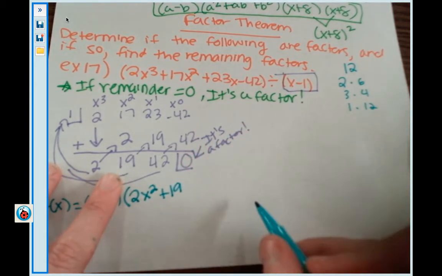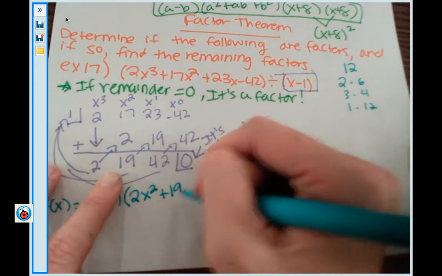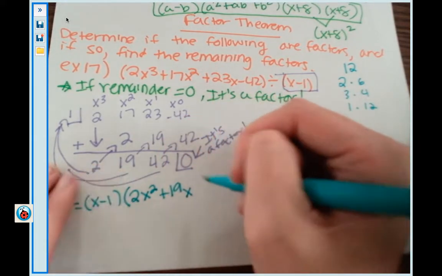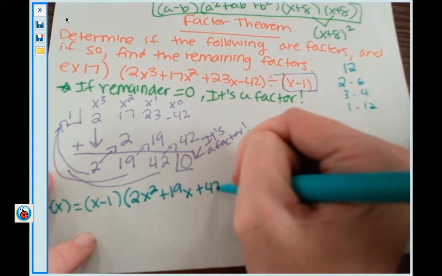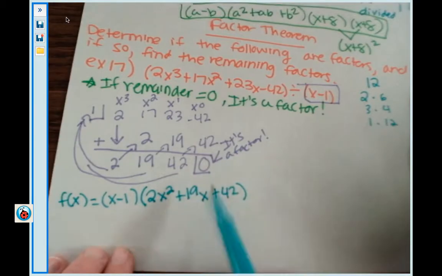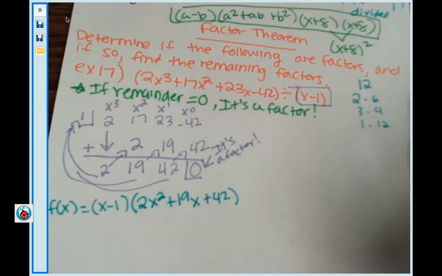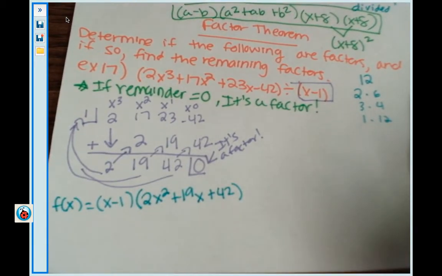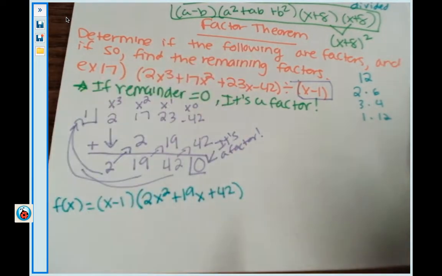Remember we go down by 1 each time, so we got x squared, x to the first or just x, and then the last one is the one without the x, so plus 42. Okay. So, we know that this is one of our factors, and we're getting this in factored form. So now we have to ask ourselves, can we keep factoring like we were just doing? Okay, this is the part that says find the remaining factors.